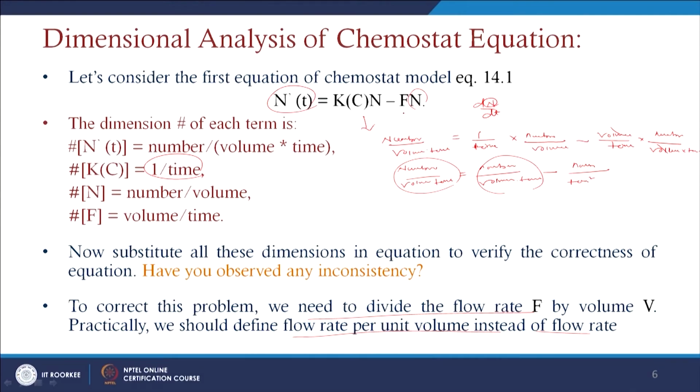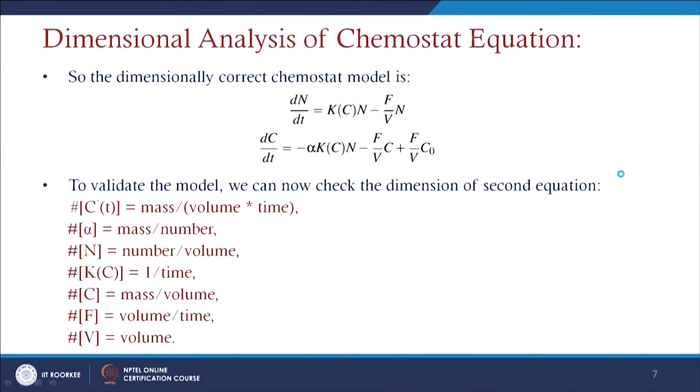So, F is defined here as volume per time, then we have N, which is number per volume, sorry, this one is not time, it is number per volume here. So, this will be number per time only. So, we now see number per volume into time equals number per volume into time minus number per time here only. So, that is why there is a discrepancy, or a deficit of volume here. So, to get it in a complete dimensional situation, or to analyze the correctness of the dimensionality, we have to divide the final term by the volume.